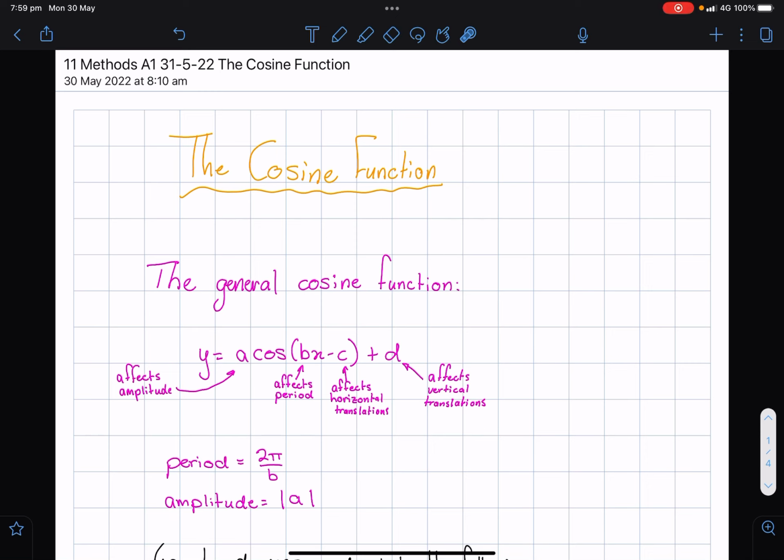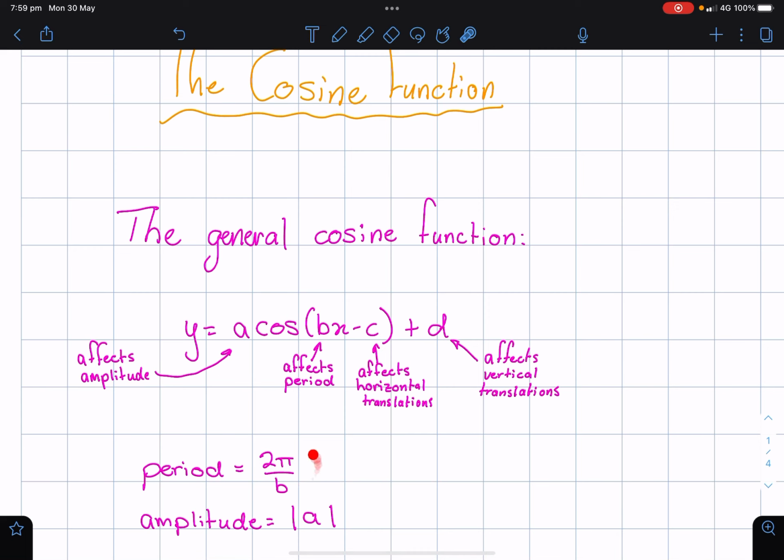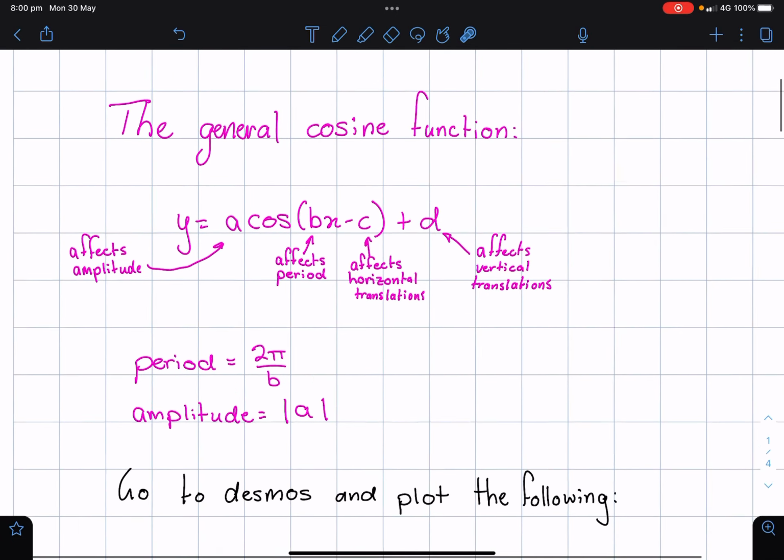So the general function for the cosine is pretty much identical to the sine function, except instead of sine we obviously have cosine. So again, A will affect the amplitude, B affects the period, C affects the horizontal translations, and D will affect the vertical translations. And again, our period is equal to 2 pi over B, and our amplitude is equal to modulus A.